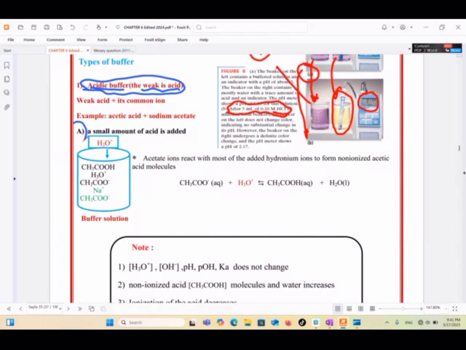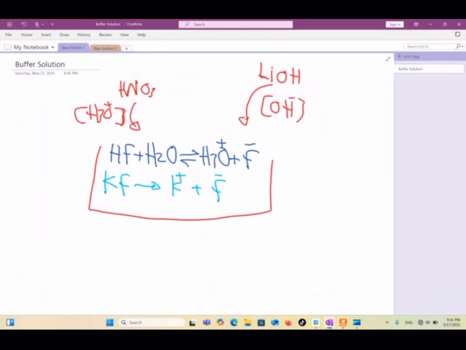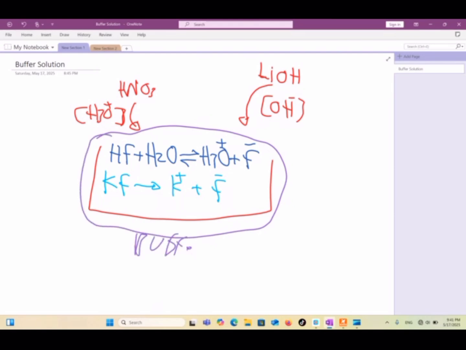In part A, let us add an amount of acid into the acidic buffer. Guys, here we have got the representation. In this part, we have got the buffer solution. This is the buffered solution.